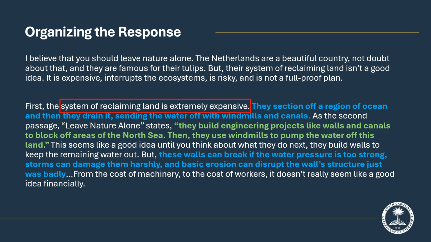This student stays focused on proving his position that the Dutch should not reclaim the polder land because it is expensive. This aligns with C1.1a. In blue, you will notice paraphrasing of text that is used as evidence to support the student's reason that reclaiming the land is extremely expensive. In green, you will notice a direct quote that supports the reason. This aligns with C1.1b.